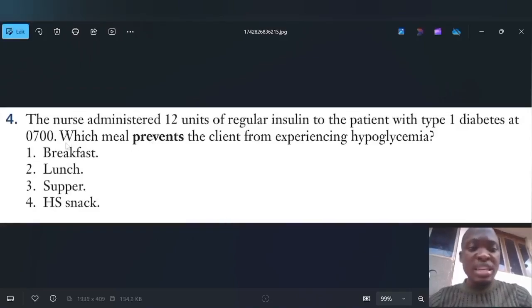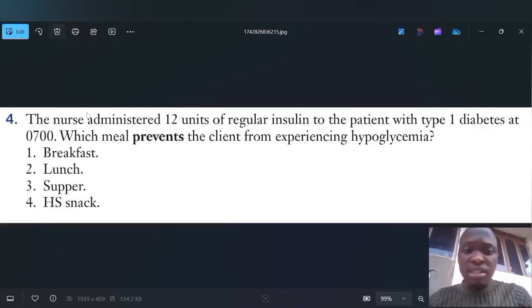All right, question 4. The nurse administered 12 units of regular insulin to the patient with type 1 diabetes at 7 a.m. Which meal prevents the client from experiencing hypoglycemia? So they gave regular insulin at 7 a.m. Which meal will prevent the patient from experiencing hypoglycemia? We have number 1, breakfast, number 2, lunch, supper, and then a nighttime bedtime snack. What do you guys think is the answer?